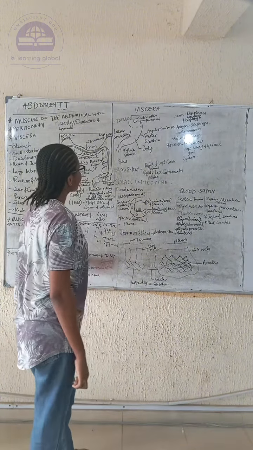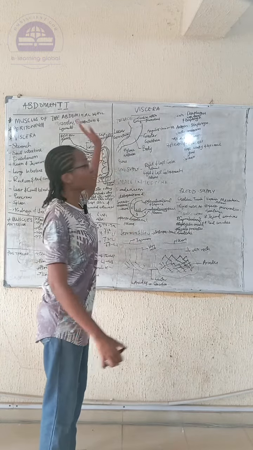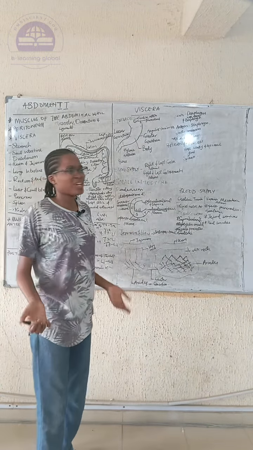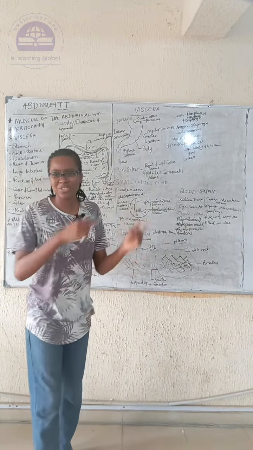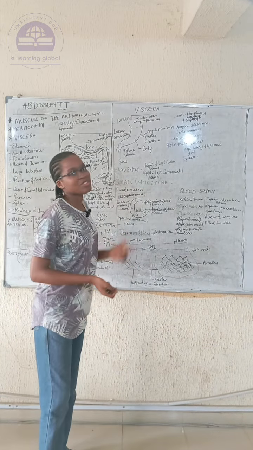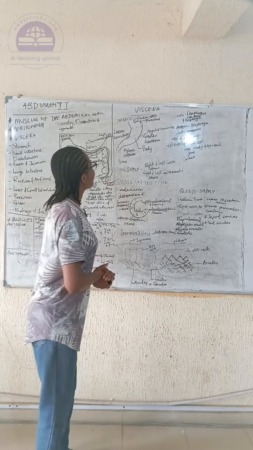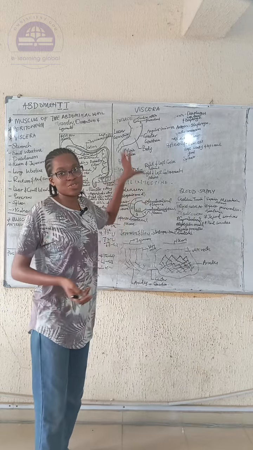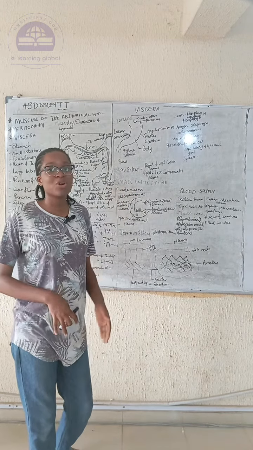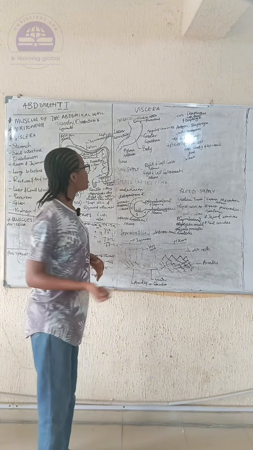So there are also two curvatures, a lesser curvature and a greater curvature. As you know, of course, the greater curvature is the greater curvature, and the lesser curvature is the lesser curvature. Because of the orientation of the stomach, we say that the stomach has what we call a J shape. So it's J shaped.